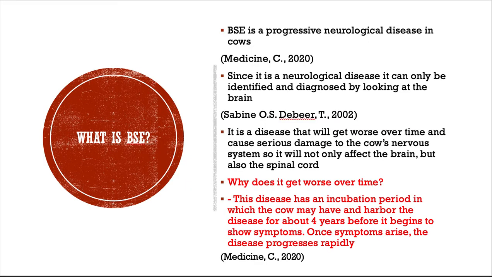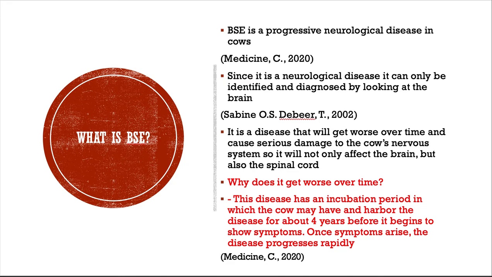So what actually is BSE? BSE is a progressive neurological disease in cows. Since it is a neurological disease, it can only be identified and diagnosed by looking at the brain. This is a disease that will get worse over time and cause serious damage to the cow's nervous system. Not only will the brain be affected, but also the spinal cord.